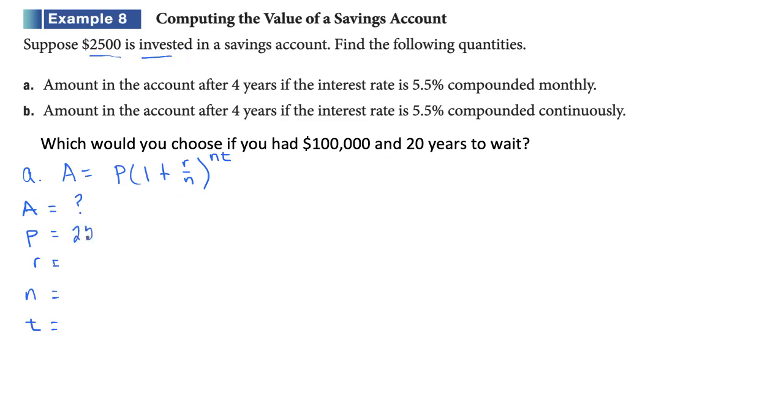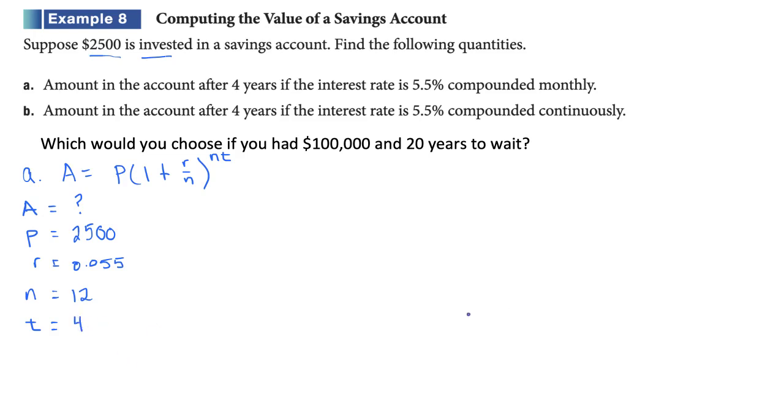So 2,500 goes here. And then the next thing in our list here is the rate. So let's go look for that. The rate is 5.5%, which means 0.055. And then the next thing is N. And N is how often it's compounded per year. How many times? N stands for number of times per year. So if it's monthly, that means it's going to be 12 times per year. And it's 4 years, so the time is 4.